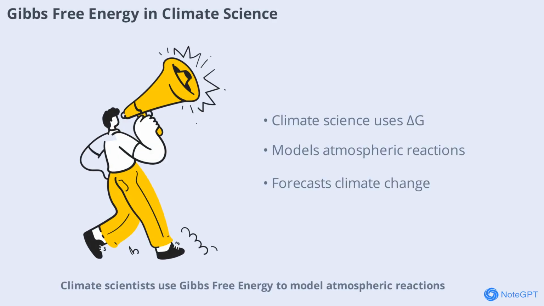Climate scientists use Gibbs Free Energy to model atmospheric reactions, predict greenhouse gas behavior, and understand energy flows in the environment. This knowledge is essential for forecasting climate change and developing strategies to mitigate its effects. By analyzing energy changes, scientists can make more accurate predictions about our planet's future.